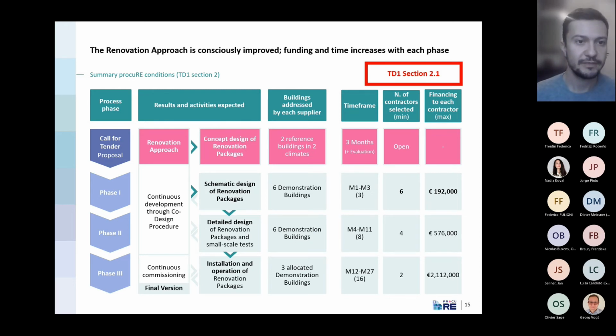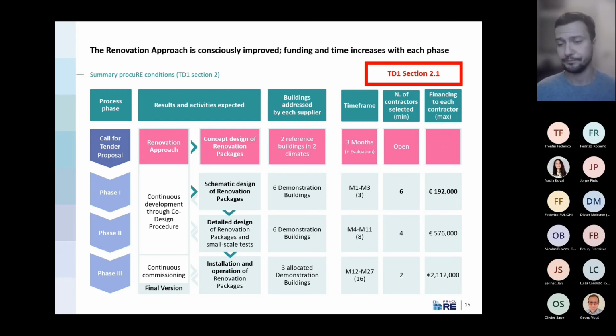So at the moment, you're developing the renovation approach, which is the call for tender proposal section of the project, or of the general procuRE project. And there we have two reference buildings, as said, in two different climates. It's open as long as you're not affected by the exclusion criteria.